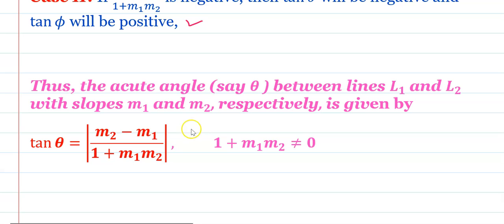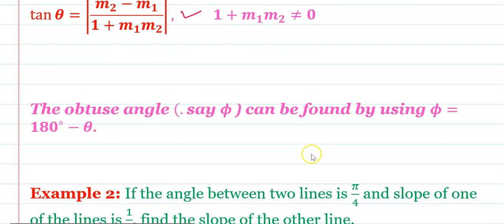And thus, the acute angle theta between the lines L1 and L2 with slopes m1 and m2 respectively is given by tan theta equals m2 minus m1 upon 1 plus m1 into m2. That is, when two lines are in a plane and they intersect, if we know the slopes of the two lines, we can find the angle between them, where 1 plus m1 into m2 is not equal to 0.